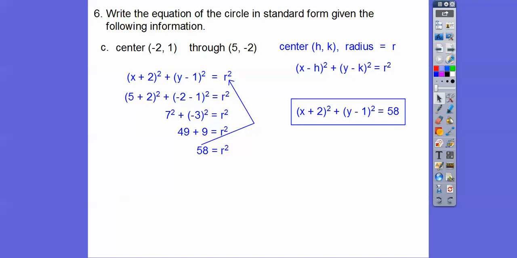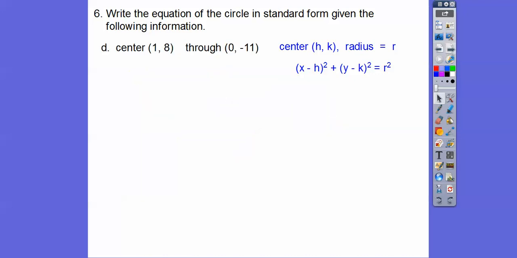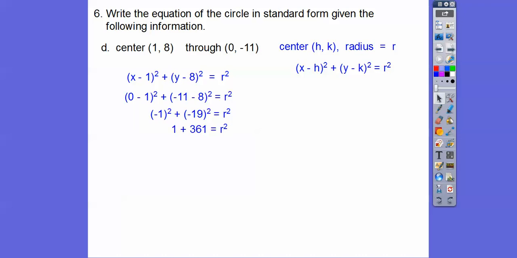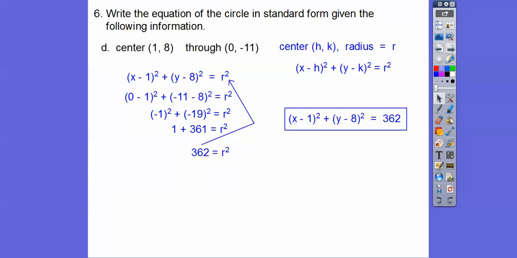Let's try another one of these, you guys, just like that. Okay, so the center is h, k at 1 comma 8, so x minus 1 squared plus y minus 8 squared equals the radius squared. Then we'll substitute in 0 and negative 11. So 0 minus 1 squared plus negative 11 minus 8 squared equals the radius squared. 0 minus 1 is negative 1. Negative 11 minus 8 is negative 19. So now I'm going to square those. So we get 1 plus 361, or 362. So that goes up there. There's our answer right there.